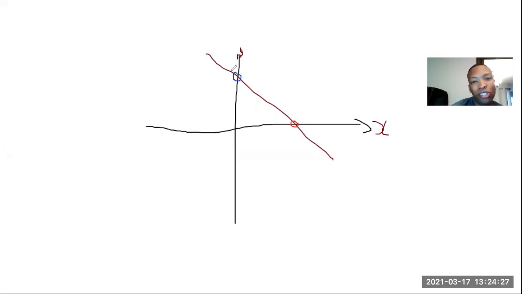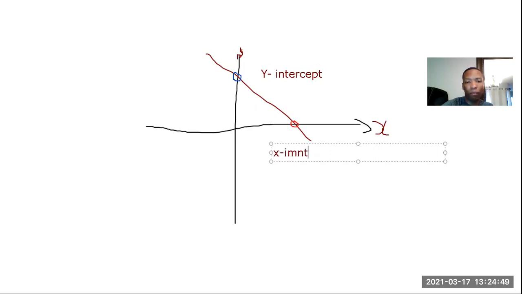So the blue circle where that point is, that represents the y-intercept. Remember we talked about the y-intercept? We did. And then the red one represents the x-intercept. X-intercept, y-intercept. Cool.